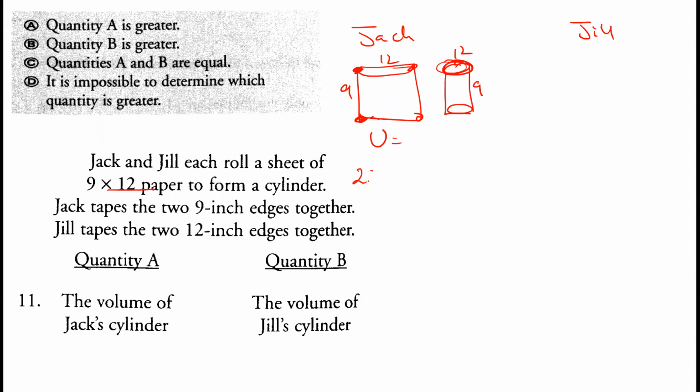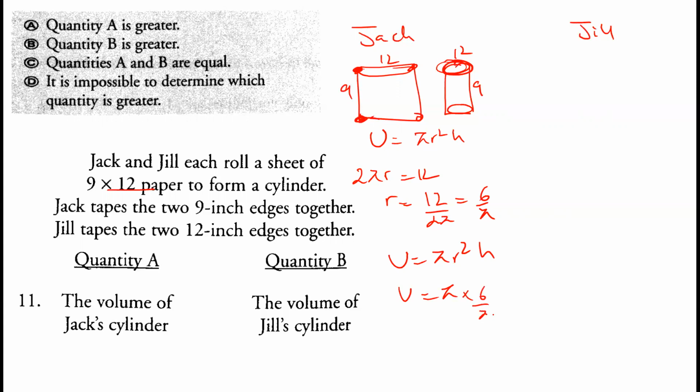So for the volume, first of all, we need to find the radius. We know that 2 pi r, that is your circumference, equals 12, so r equals 12 divided by 2 pi, or we can write 6 over pi. And the volume would be pi r square h. Volume would be pi, r is 6 upon pi into 6 upon pi, and h would be your 9.